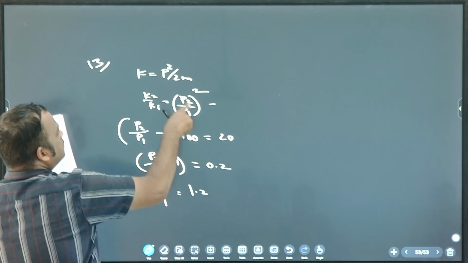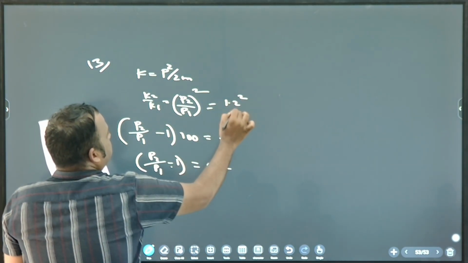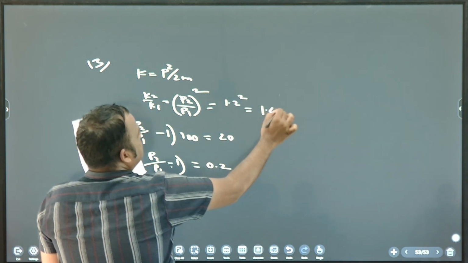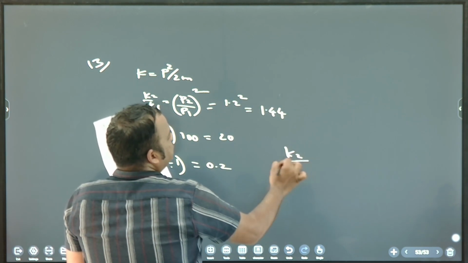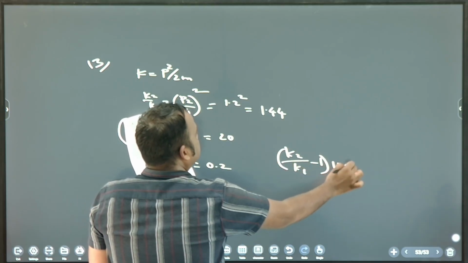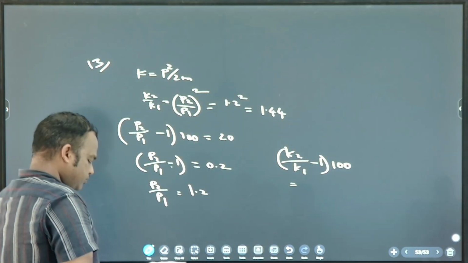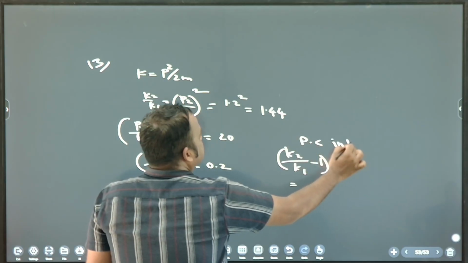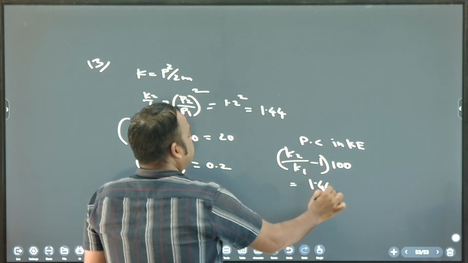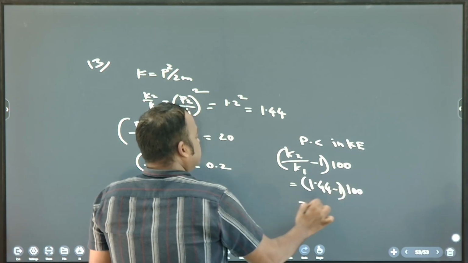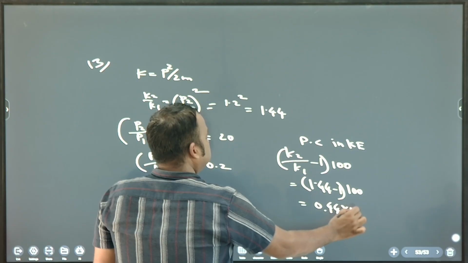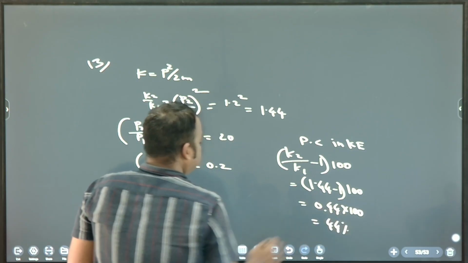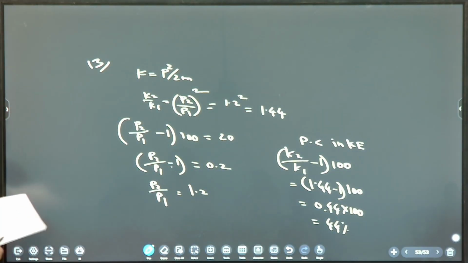Very good. So put here, 1.2 square, 1.2 square, 1.44. Now calculate K2 by K1 minus 1 into 100. This is percentage change in kinetic energy. So 1.44 minus 1 into 100. So 0.44 into 100. So what is the answer? 44%. Note down 44%. Okay, next 14th.